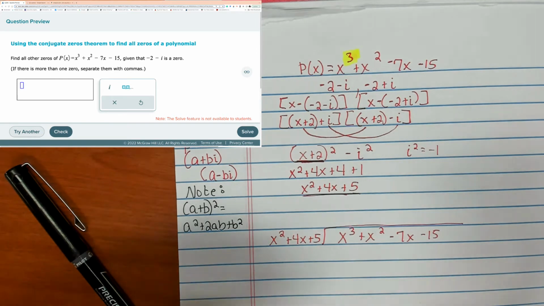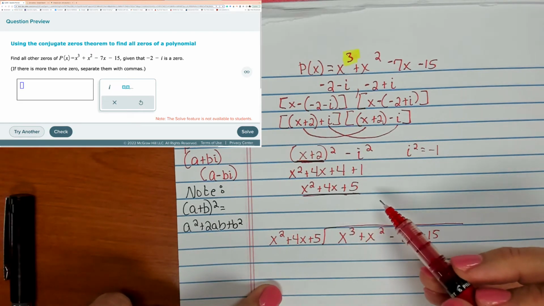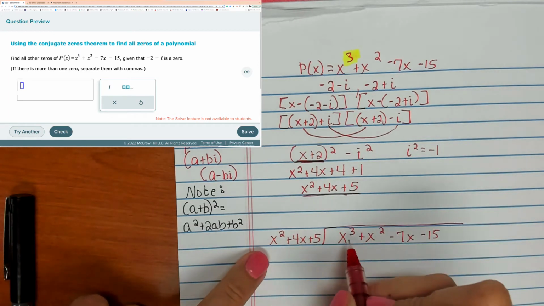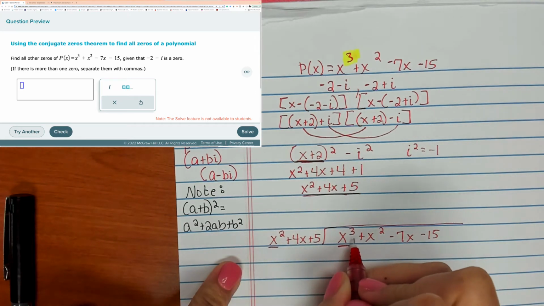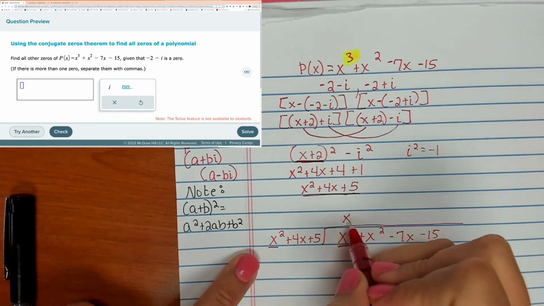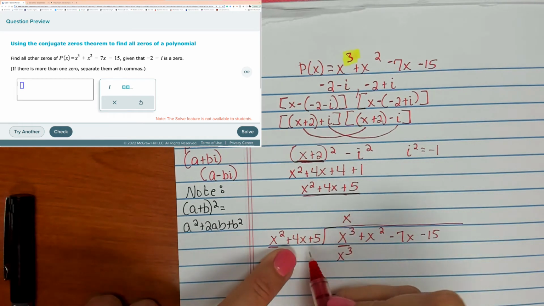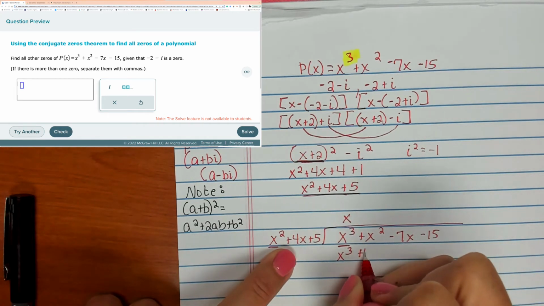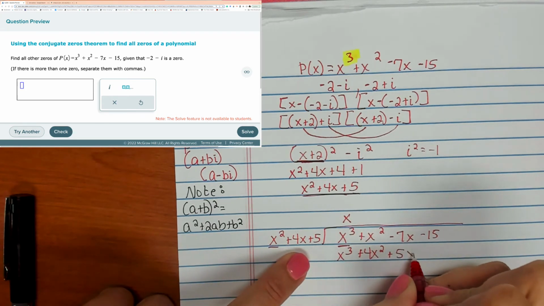Okay, and the result here, if I do this correctly, the remainder should be 0, right? And what that tells me, if the remainder is 0, then what I will have will be my remaining factor. So let's try this. Remember, we're going to look at these first terms. We're going to take that x cubed and divide it by x squared, and that will give us x. X times x squared gives me x cubed. X times 4x gives me a positive 4x squared, and x times 5 gives me a positive 5x.